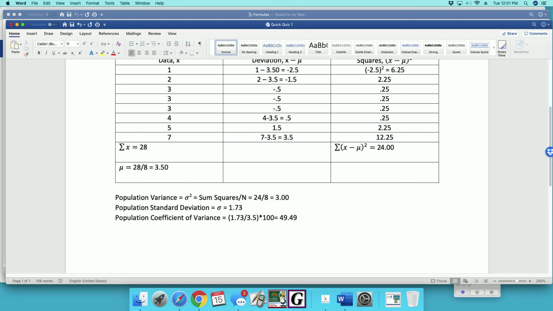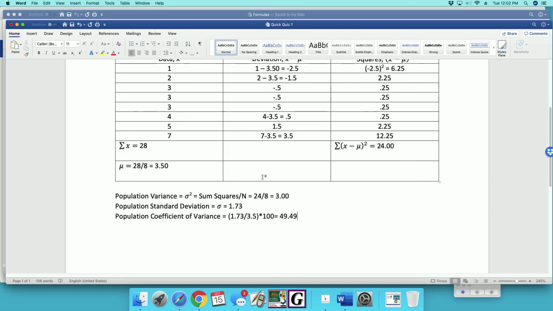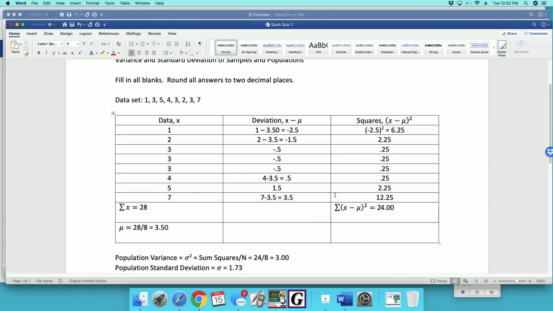I hope this small demonstration example helps clarify how to come up with the variance, standard deviation, and coefficient of variance for a given data set. You can use a table like this manually, like I did with a calculator, or you can use the power of Excel to do all this math for you.